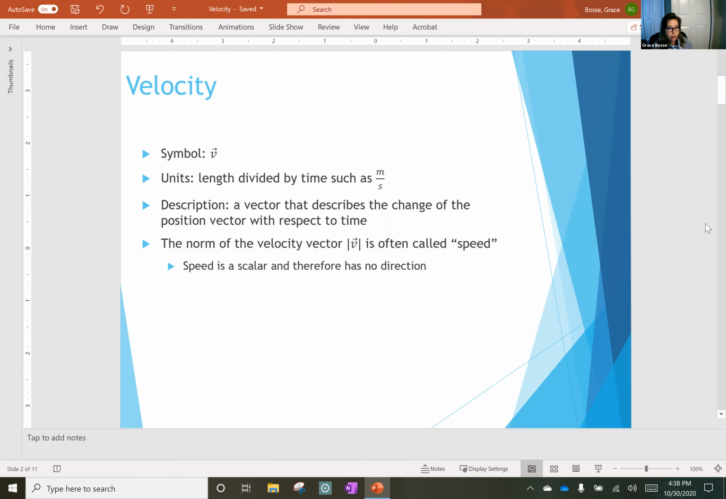Another common way of describing velocity, or the norm of velocity, is the word speed. So speed is a common word that people use. I mean, you have a speedometer on your car, you see speed limit signs on the highway. The norm of your velocity is called your speed.